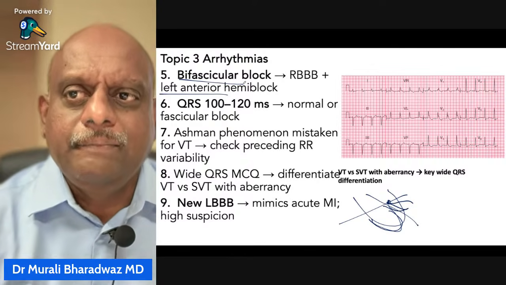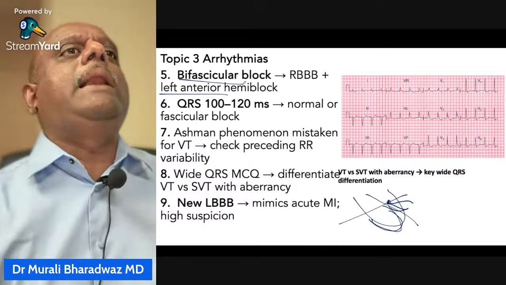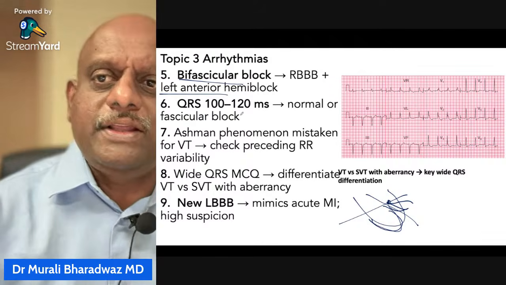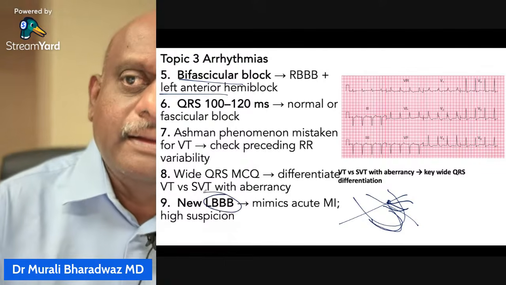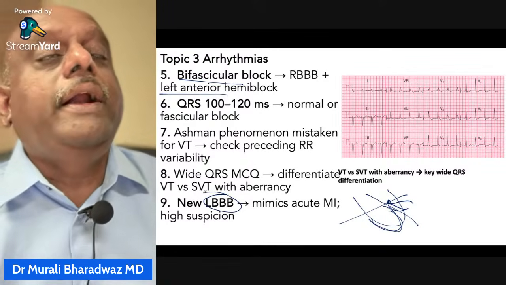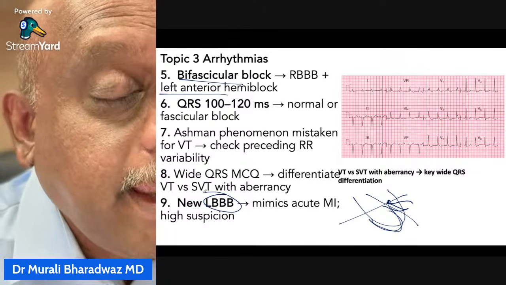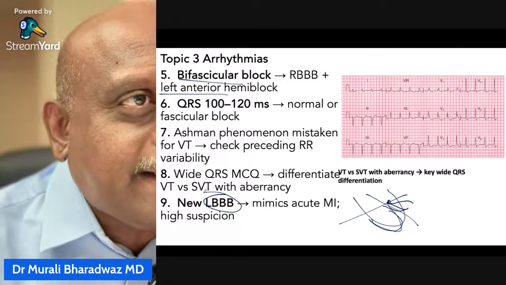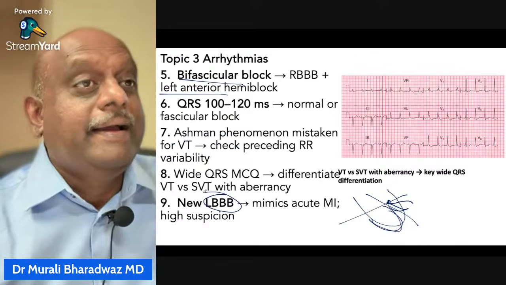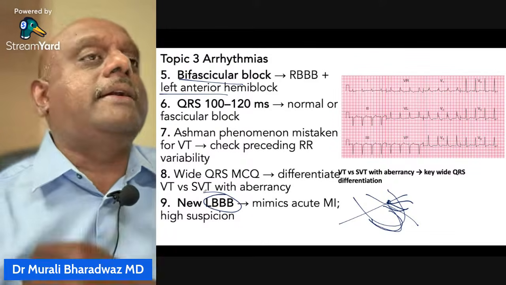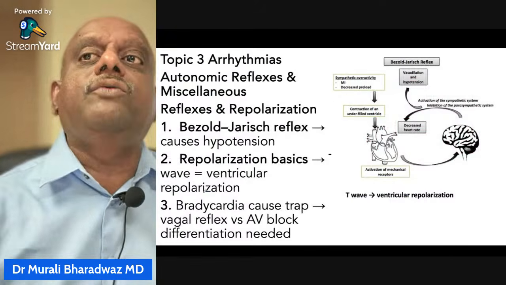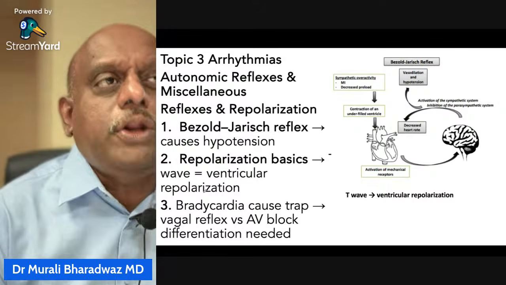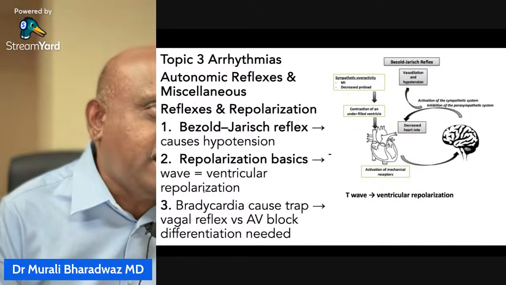And any new LBBB, any new left bundle branch block, if it is there, then you need to suspect acute MI. As much as ST segment elevation is characteristic of acute MI, a new LBBB is also characteristic of acute MI, is what we need to remember. Understand, doctor? Now, there are a few autonomic reflexes in the topic of arrhythmias that you need to know.